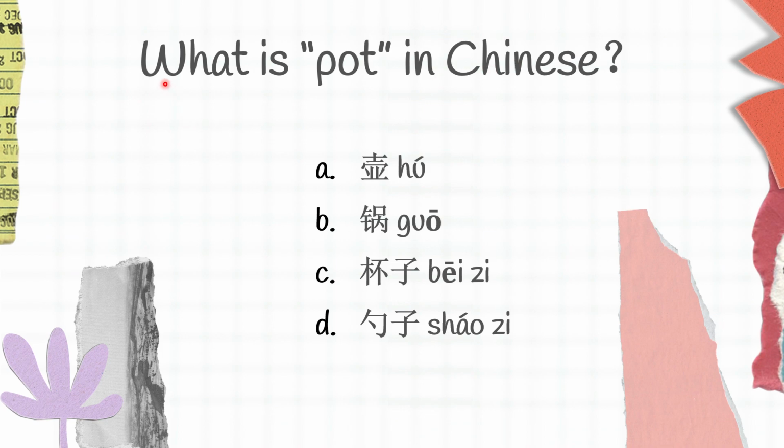The first question is, what is pot in Chinese? So we have A, 壶, B, 锅, C, 杯子, D, 勺子. So I will give you some time to think. Hu is kettle, guo is pot, 杯子 is mug, 勺子 is spoon. Pot in Chinese should be B, 锅.